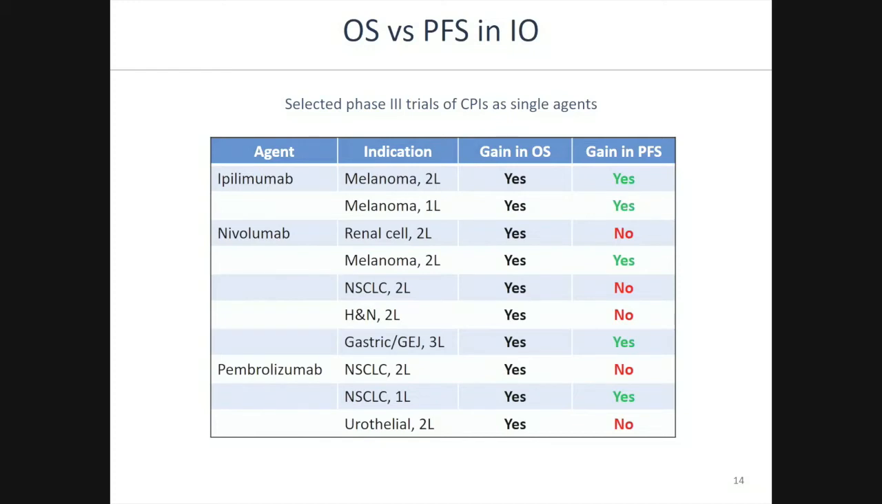One of the things that have become really apparent is the fact that there is often a disconnect between gains in OS and gains in PFS, and this is unusual outside of immunotherapy. So this is just an informal pooling of some trials in different disease settings and treatment lines, all of them with gain in OS. Some had gains in PFS and some did not. Now, the question is why?